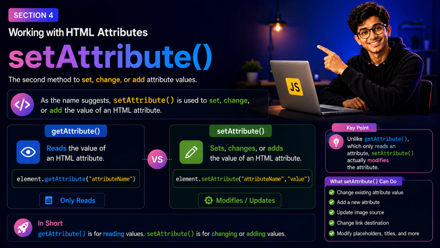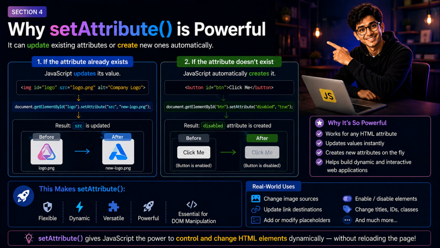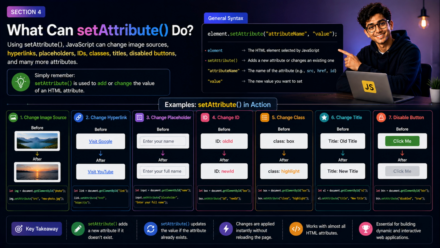setAttribute. As the name suggests, setAttribute is used to set, change, or add the value of an HTML attribute. Unlike getAttribute, which only reads an attribute, setAttribute actually modifies the attribute. If the attribute already exists, JavaScript updates its value. If the attribute doesn't exist, JavaScript automatically creates it. This makes setAttribute one of the most powerful methods in JavaScript DOM manipulation.